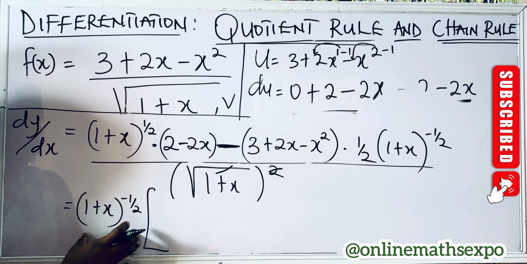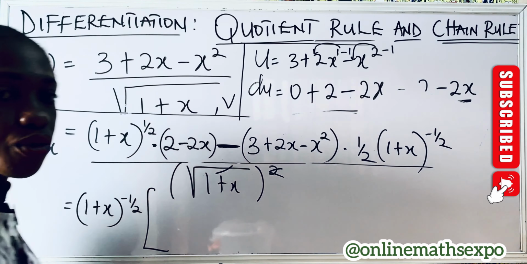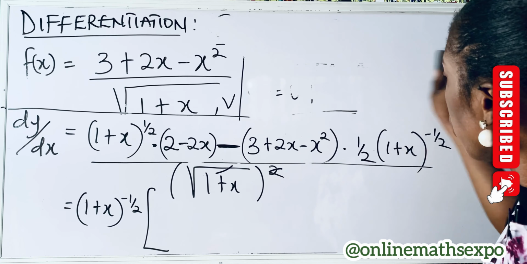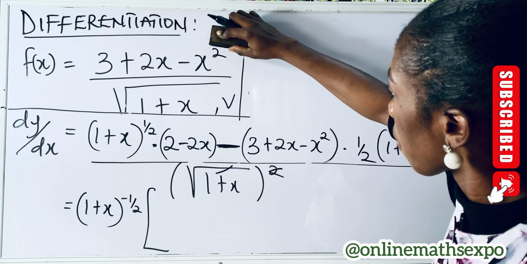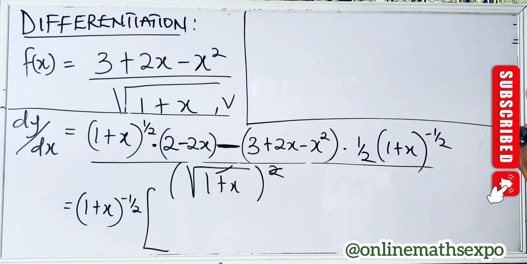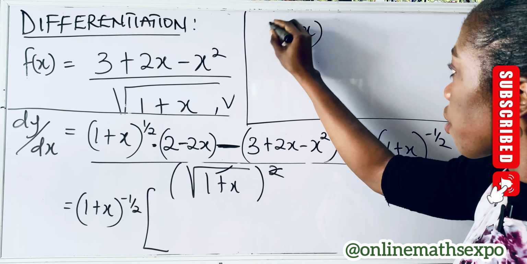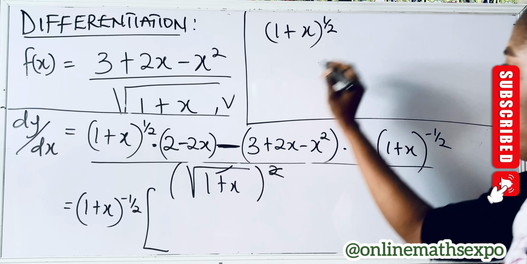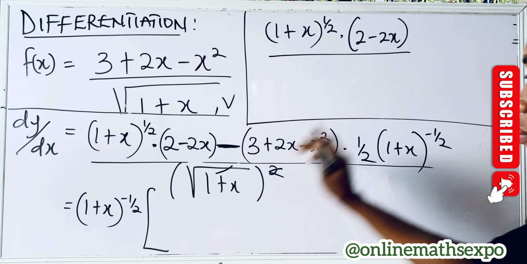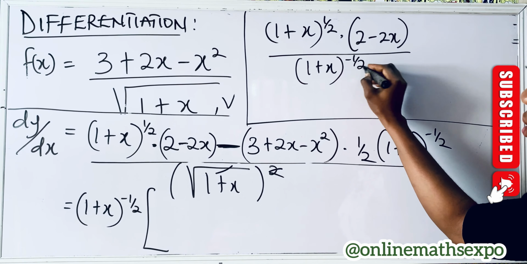Use this you factored out to divide this side of the expression. If you do that, see what we get. You are going to have this: 1 plus x to the power of half multiplied by 2 minus 2x divided by what you factored out raised to the power of negative half.